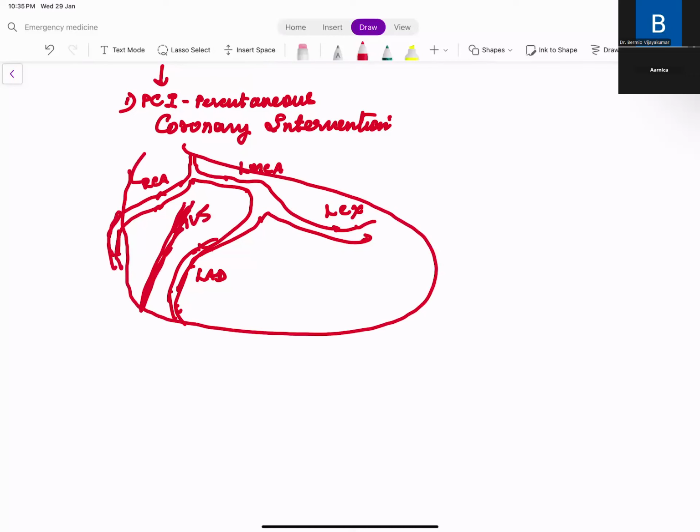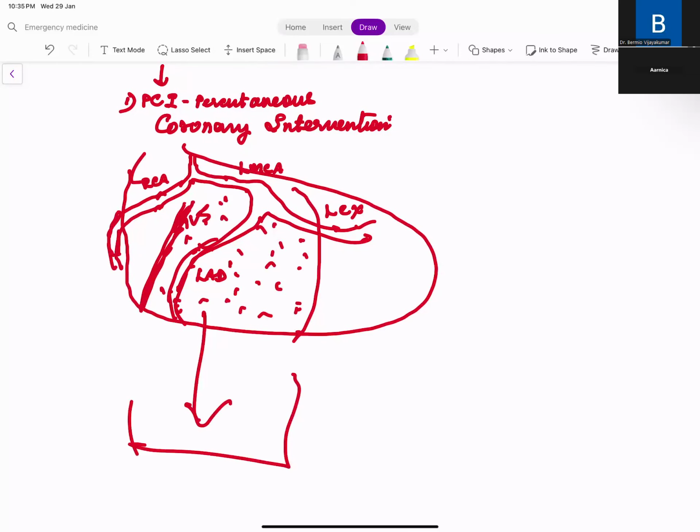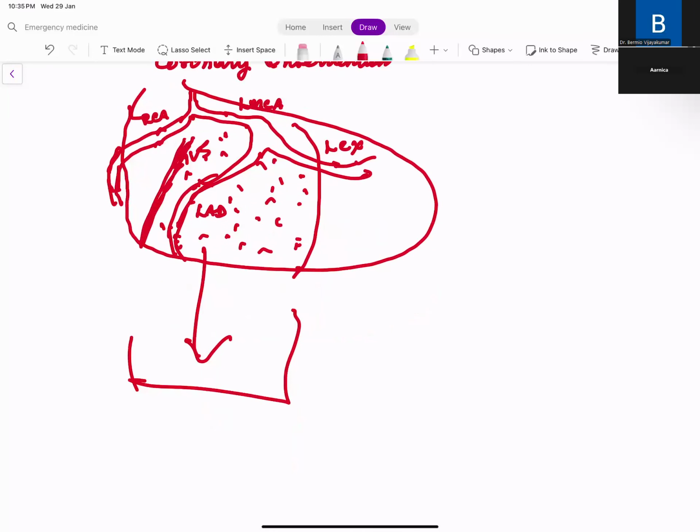The main left ventricle, the anterior part of the left ventricle, is supplied by the left anterior descending artery. So this major part is supplied by LAD. So if you ask me which is the main vessel in the heart, it is LAD. And LAD is the most common vessel to be affected by myocardial infarction. Okay, so the most common vessel to be occluded will be the left anterior descending. And the left circumflex goes laterally, so the lateral wall of the heart is supplied by LCX.